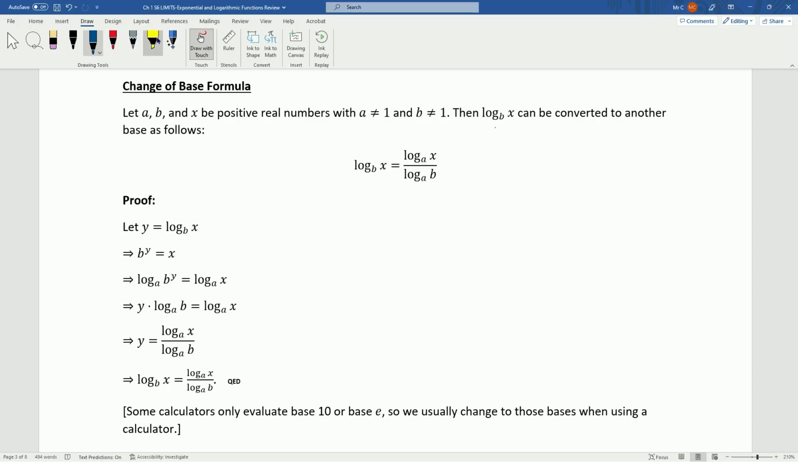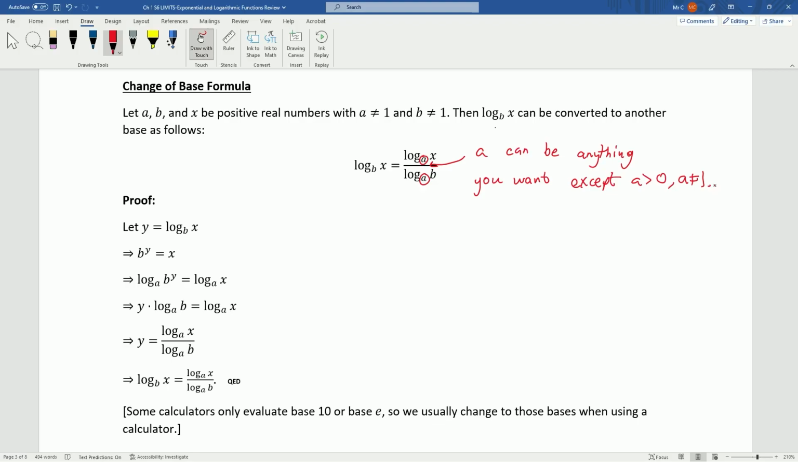And the key here that trips people up a lot is that a can be anything you want, except it has to be positive and not equal to 1, of course. Our usual restrictions on bases apply. So you can pick a to be whatever you want.